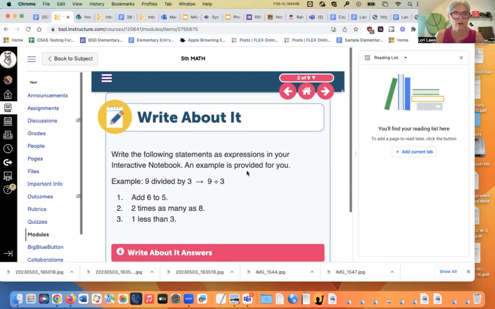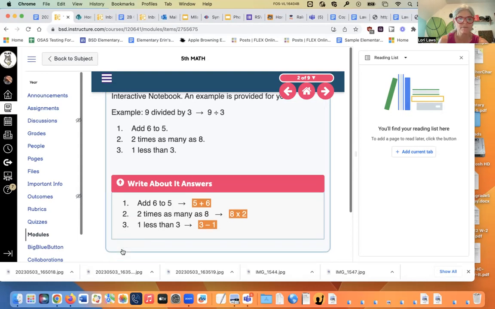Mountain expression. Write about it. Write the following statement as an expression in your interactive notebook. An example is provided for you. Example, 9 divided by 3. You change it into 9 and you add the operation of divided by and then 3. Add 6 to 5. That would be 6 plus 5. 2 times as many as 8. Let's take a look at it when you write about the answers because it's going to make more sense.